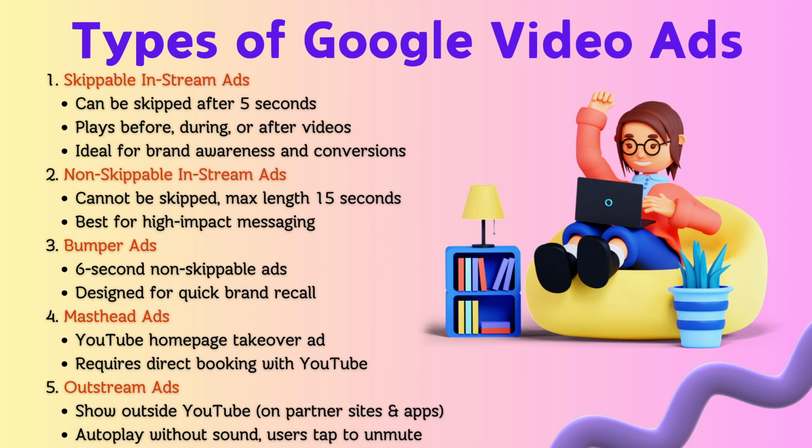And the fifth one is outstream ads. In this, the videos which we publish go outside YouTube. This is called outstream. On websites or apps, or while playing a game, you see sponsored ads or rewarded ads. Those ads are called outstream ads. They autoplay with or without sound, and users can unmute them also.